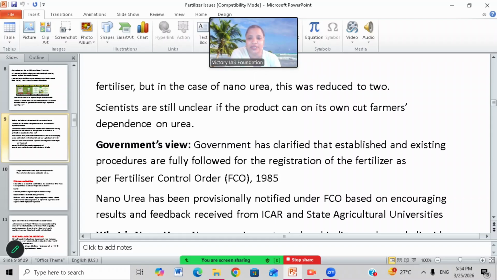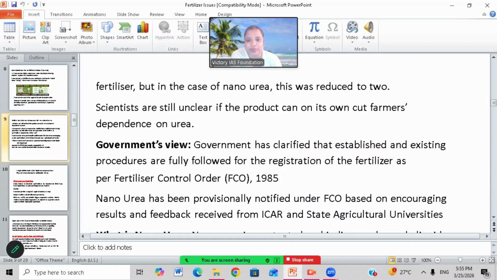Okay, scientists are still unclear if the product can on its own cut farmers' dependency on urea. Scientists are not clear yet. Only after checking can they confirm whether it is beneficial. So scientists are still unclear whether farmers can get good results out of liquid nano urea. That's why they can't give an open statement that it can be useful to the farmers and that it can cut the dependency of farmers on conventional urea.